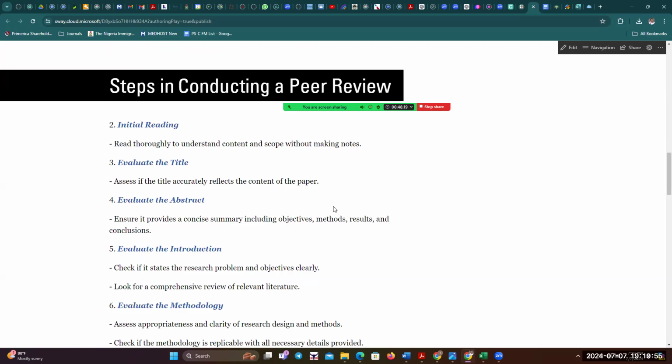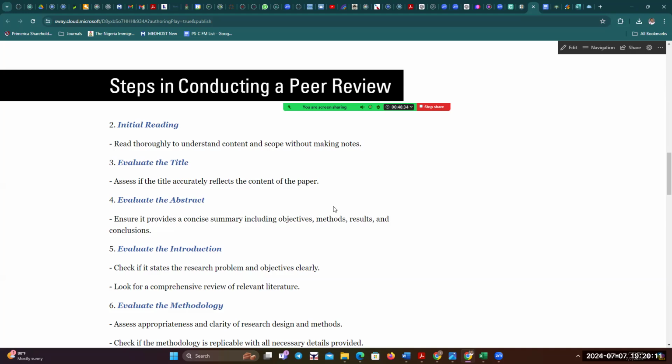So I've been doing peer review for over 8 to 9 years, and I've set a system for myself. This may vary from journal to journal, from person to person, but one of the systems that work for me is the systematic approach of peer reviews, right?